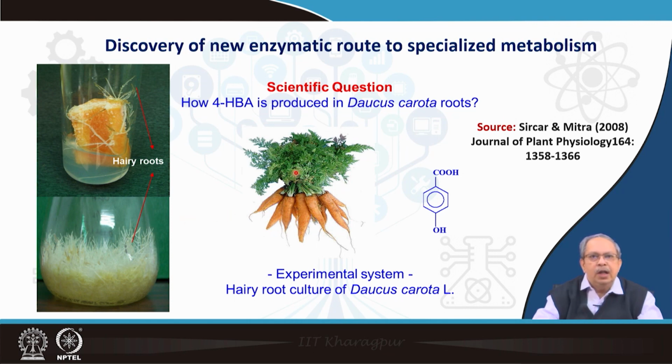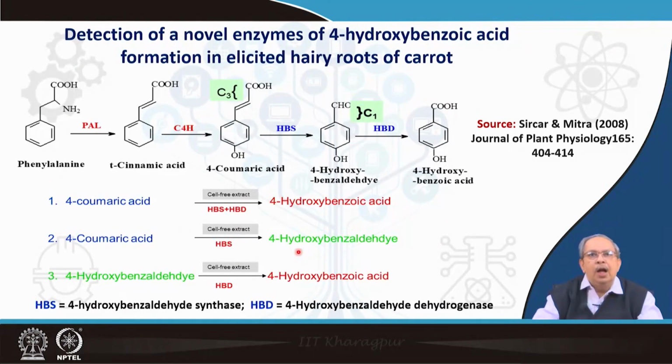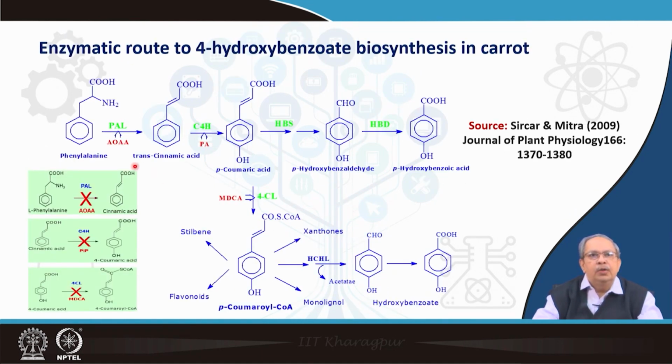So, we raised a hairy root culture because that acts as a good model system to study, and we did work similar to what I have described for Hemidesmus. We theoretically predicted a pathway, and then we confirmed the steps using cell-free extract and synthetic substrates, carried out the reactions, and confirmed the reaction products by HPLC and wherever required by MS, and through this we elucidated the pathway.